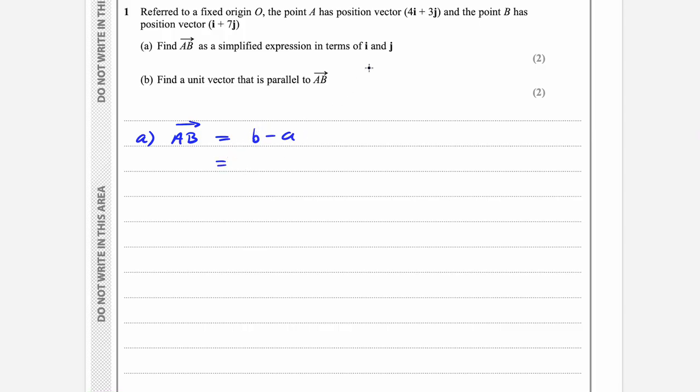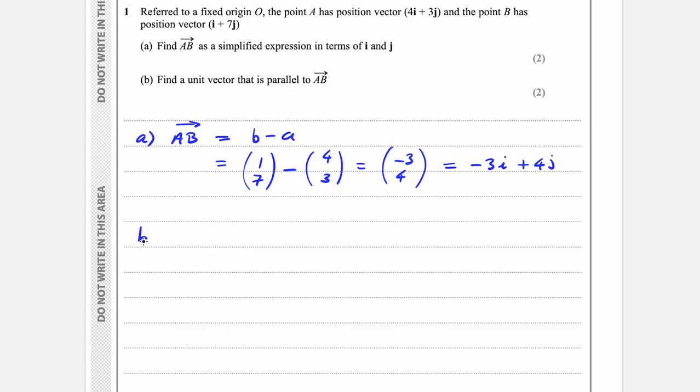So in this case, B is (1, 7). I always like to just get out of that ij form. So it's (1, 7) minus (4, 3), which is equal to, sorry guys, I put a fraction there, which is equal to (-3, 4). Now he does actually want it in that form, so I have to write minus 3i plus 4j.